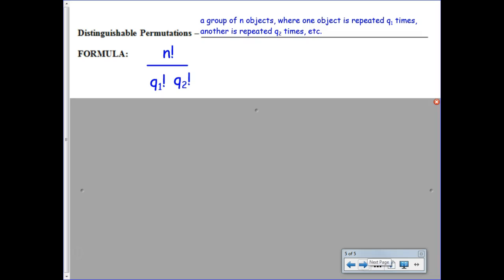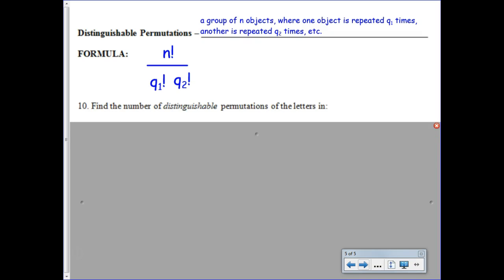Okay, distinguishable permutations is when you have a group of n objects where one object is repeated q sub 1 times and another is repeated q sub 2 times, etc. So the formula here is n factorial over q1 factorial, q2 factorial. Let me show you, it's going to make more sense when you see an example.